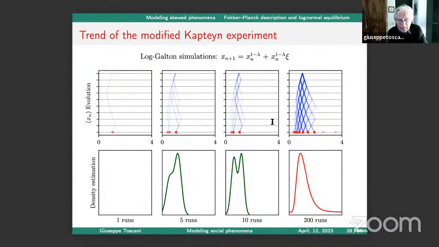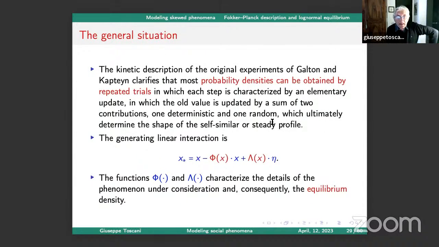And if you do, like before, you use not exactly the limit Fokker-Planck equation, but you are doing the job with this shrunk domain with the Kapteyn experiment, you see at the end, after 200 runs, you have exactly the picture of the log normal distribution. So the moral is that the original experiments of Galton and Kapteyn clarified that most probability densities can be obtained by repeated trials, and at each step, the elementary interaction is determined by the sum of two contributions. One is deterministic and one random, and the joining of the two parts ultimately determines the shape of the self-similar steady profile.